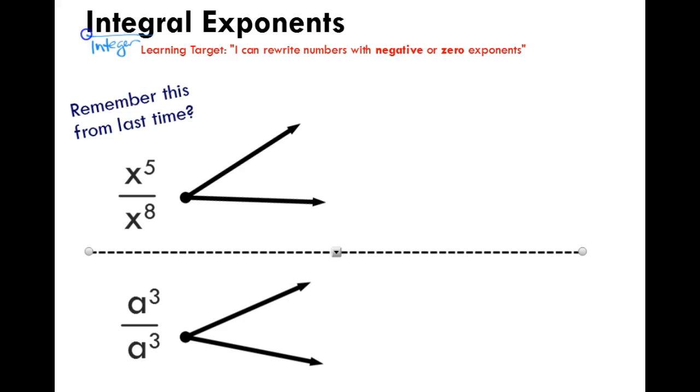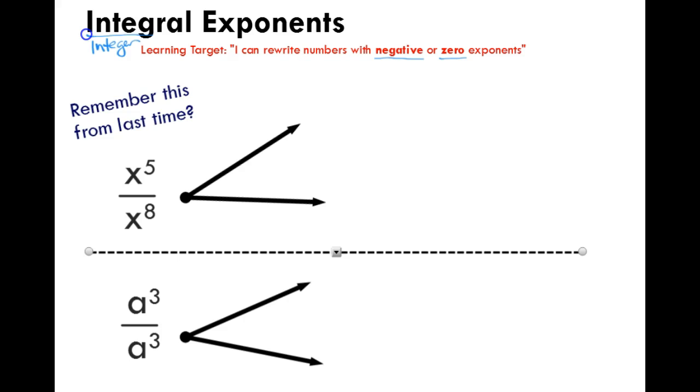So if you look at the learning target, it says more specifically, I can rewrite numbers with negative or 0 exponents. So we're going to learn how to change your answer, because you don't really want your answer to have a negative exponent. You don't really want your answer to have a 0 exponent. So we're going to learn how to write them differently. And we're going to do that. We're going to take a look at two examples.